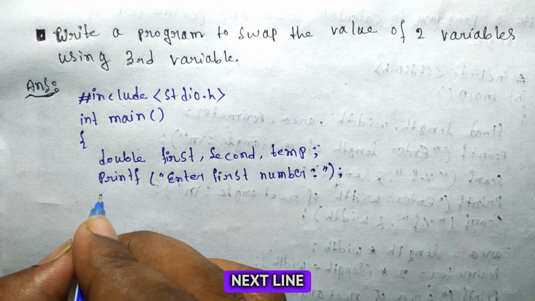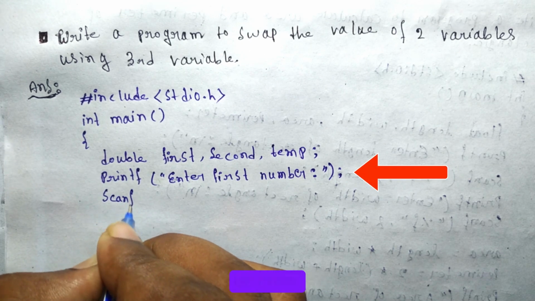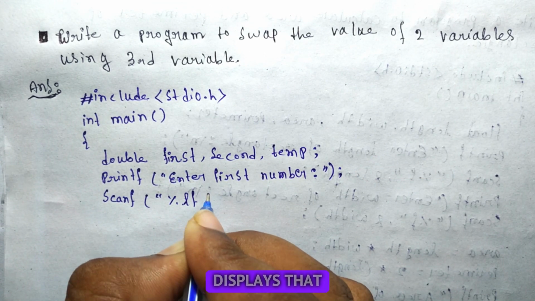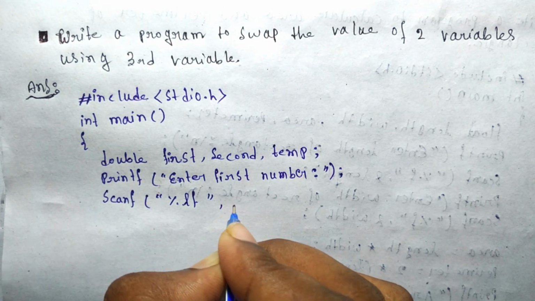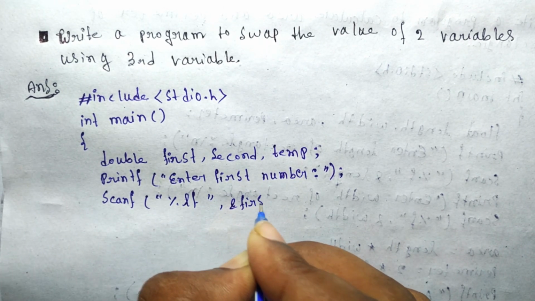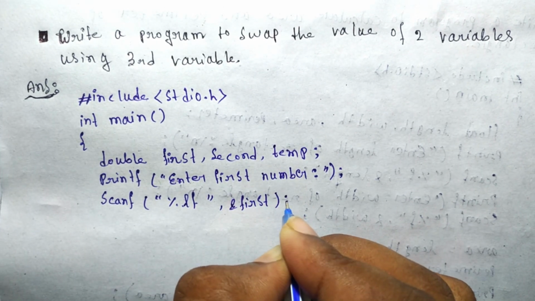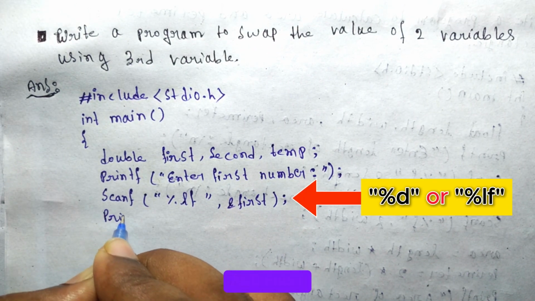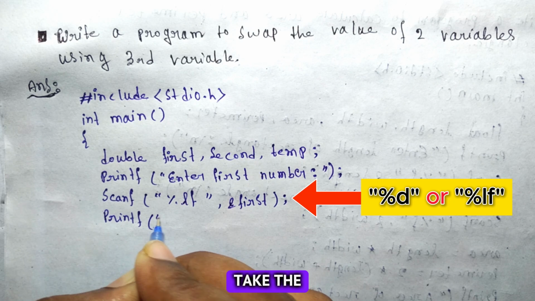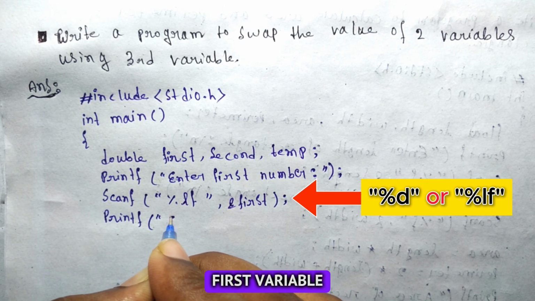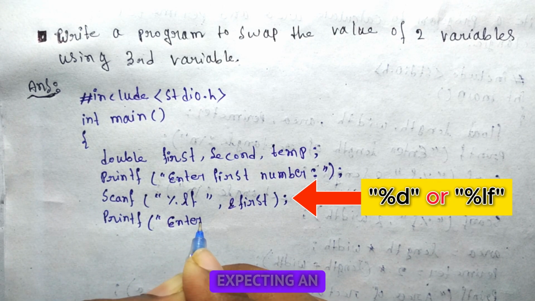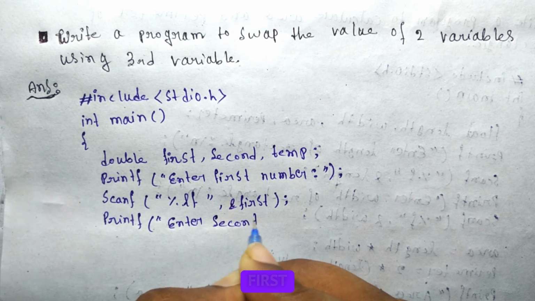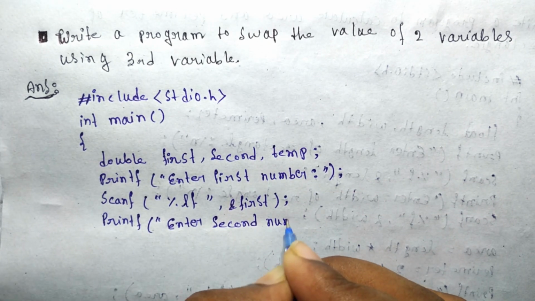In the next line, we use printf, "enter value of first," to ask the user to type the first number. It just displays that message on the screen. Then we use scanf, %d, and &first to actually take the input and store it in the first variable. %d tells the program we're expecting an integer, and &first means we're storing it in the memory location of first. Cool, right?